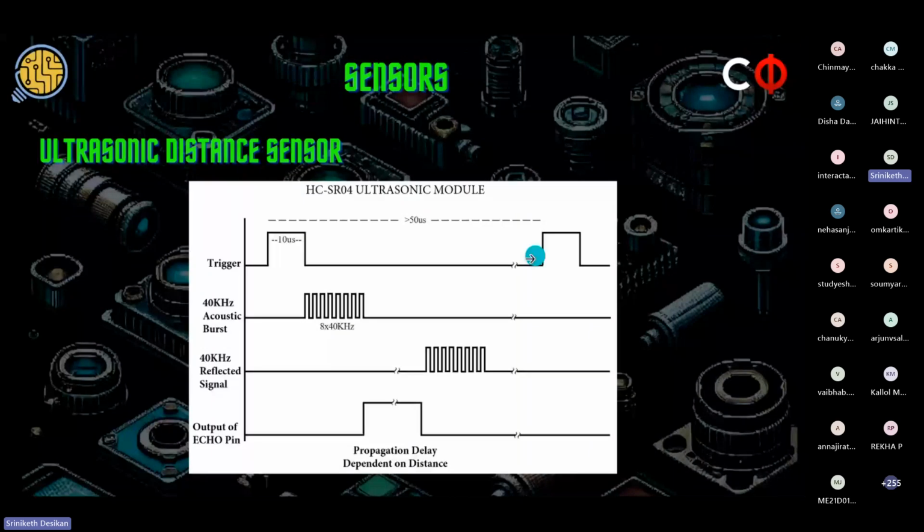So I hope you can visualize how it works. The trigger pin is set to high for some time. Immediately, ultrasonic pulses radiate from the sensor, and the echo pin goes high, and it will remain high until the waves get reflected from an object and come back. The width of the pulse, the time duration, will be proportional to the time actually taken by sound to go from the sensor to the object.